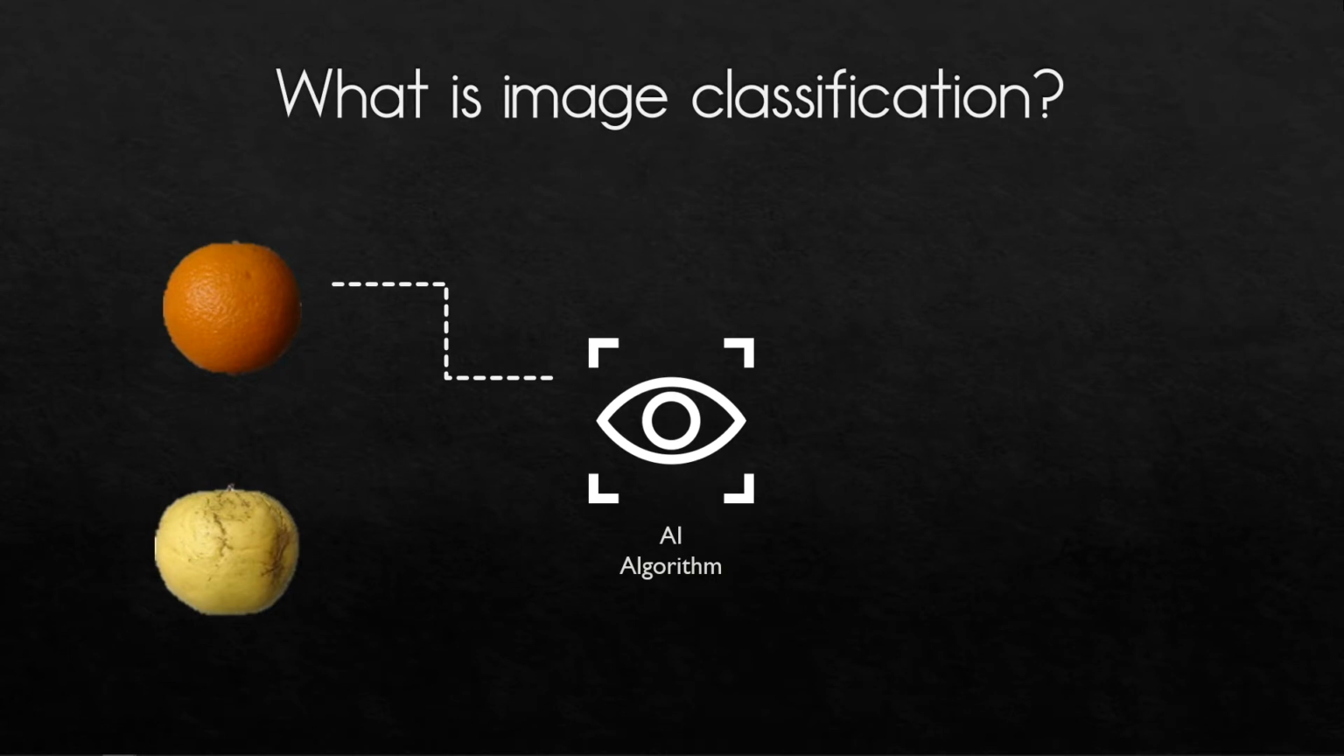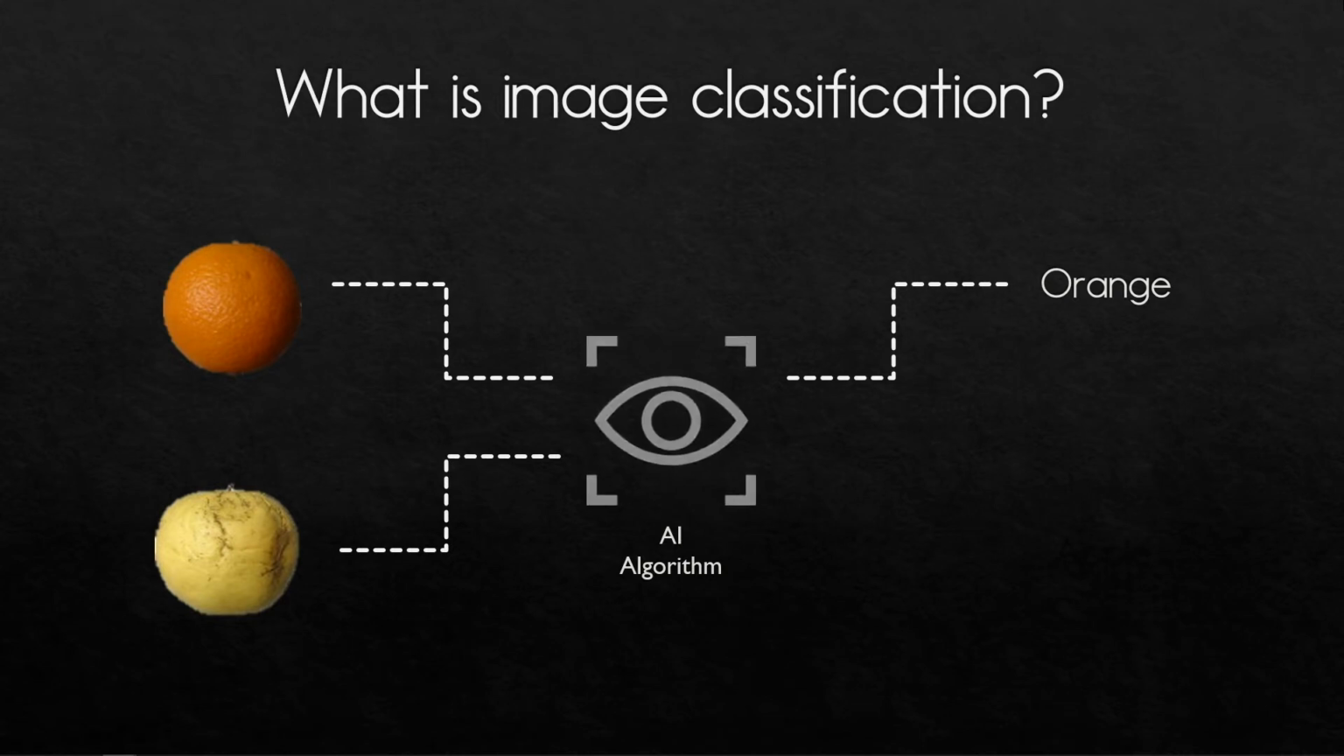The algorithm is going to look at the color, the patterns, the texture, the shapes, and come back with a determination, in this case, orange. Similarly, we could feed in the picture of the apple, and the algorithm will come back and let us know that this is, in fact, an apple.